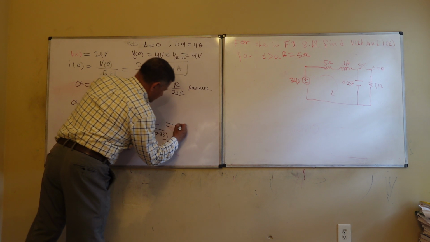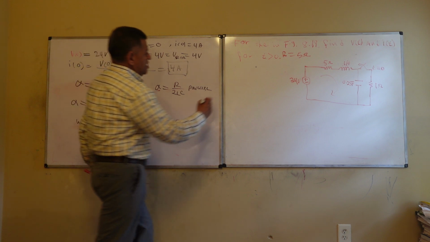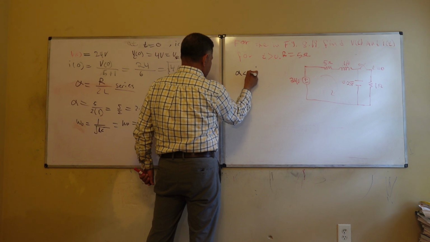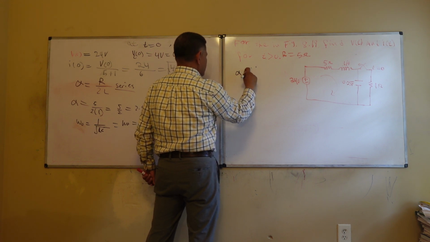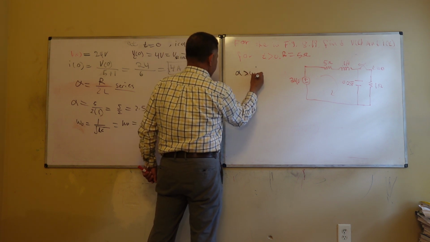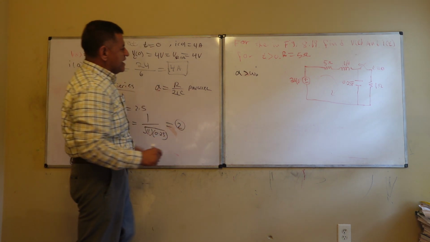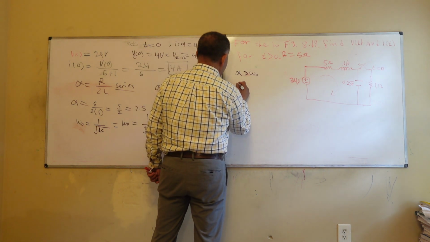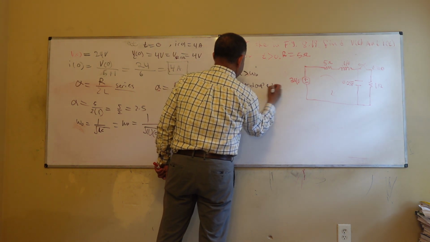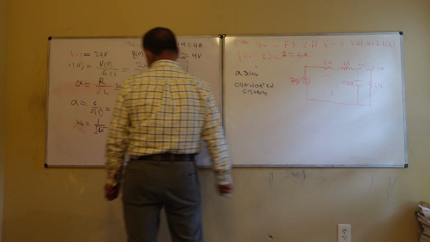Now we know that this is 2. So omega is less than alpha. We have the case where alpha is greater than omega, which means that we have an over-damped system.